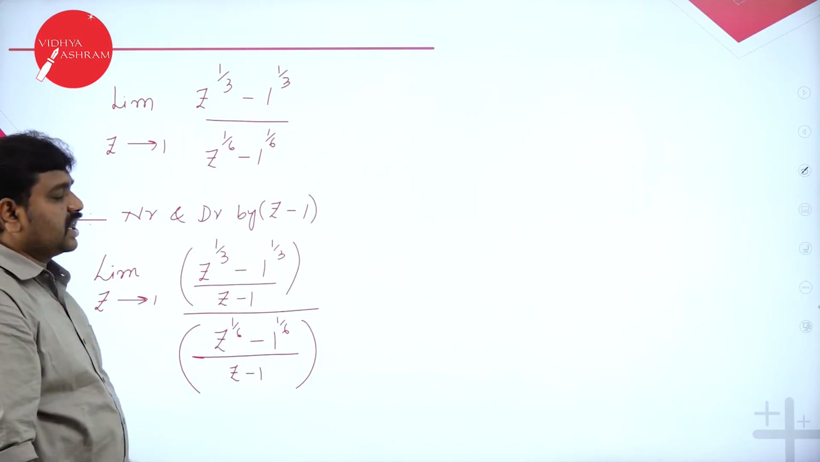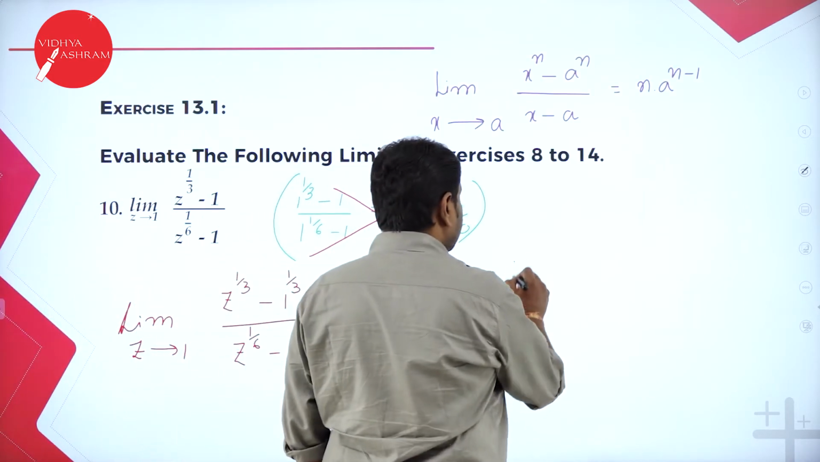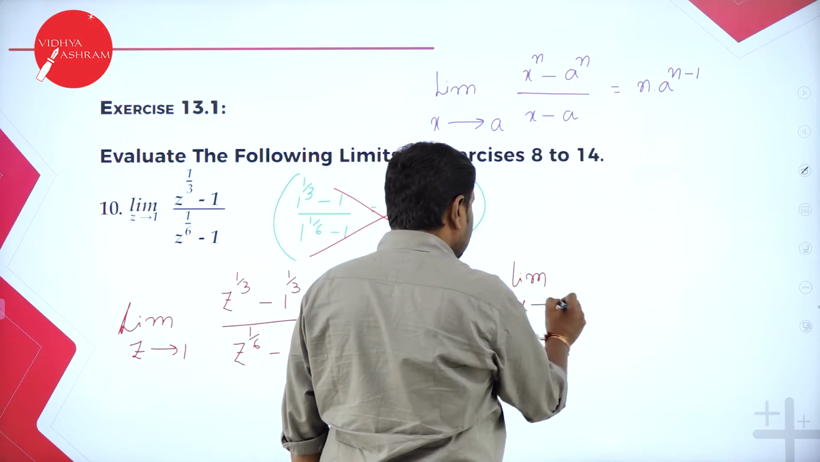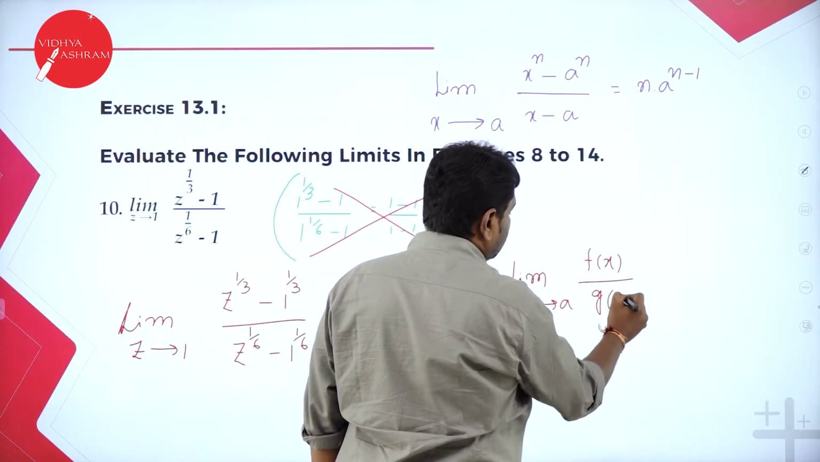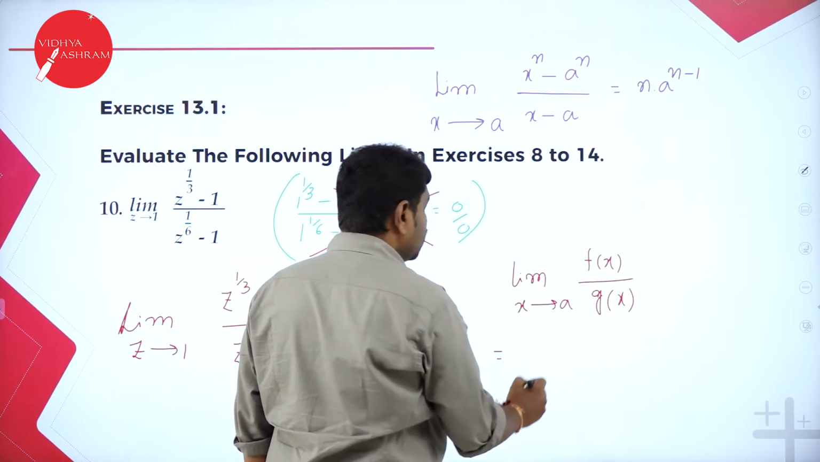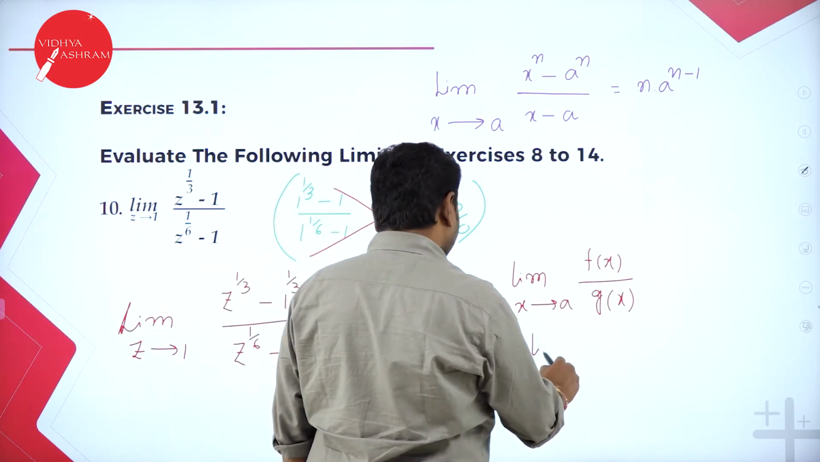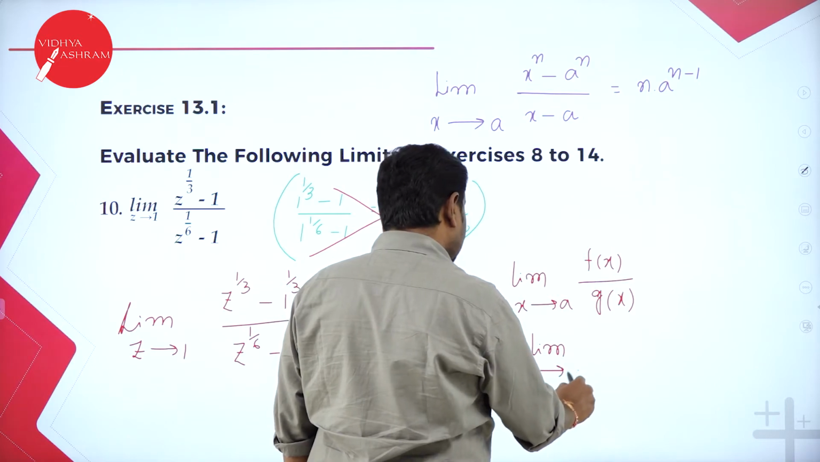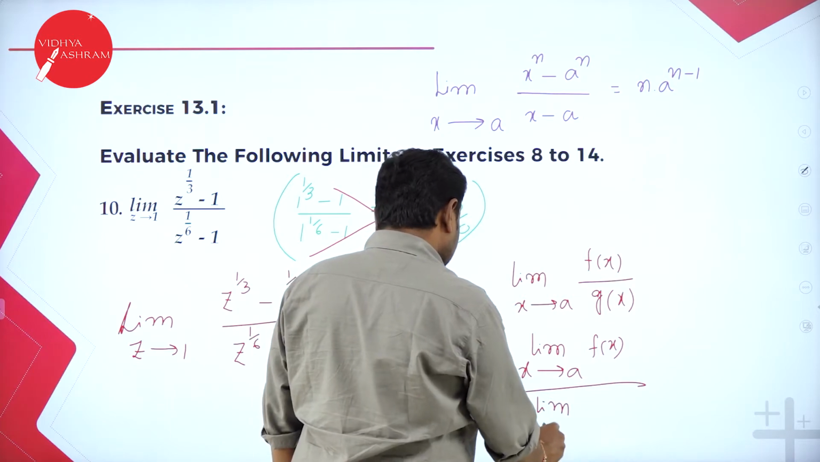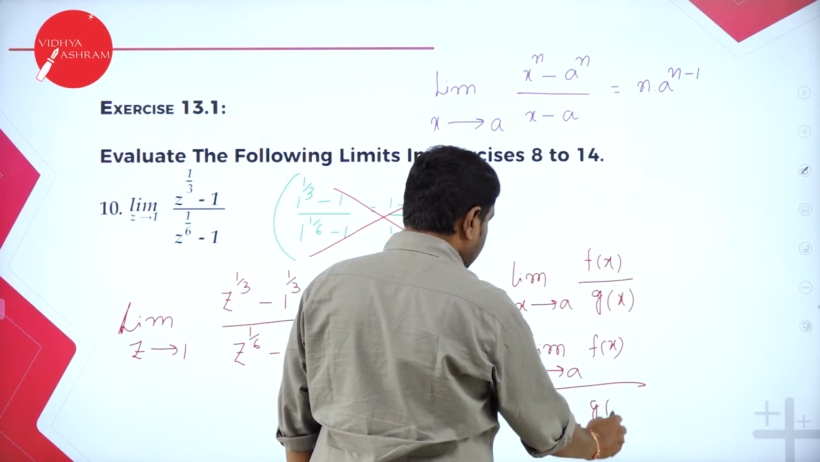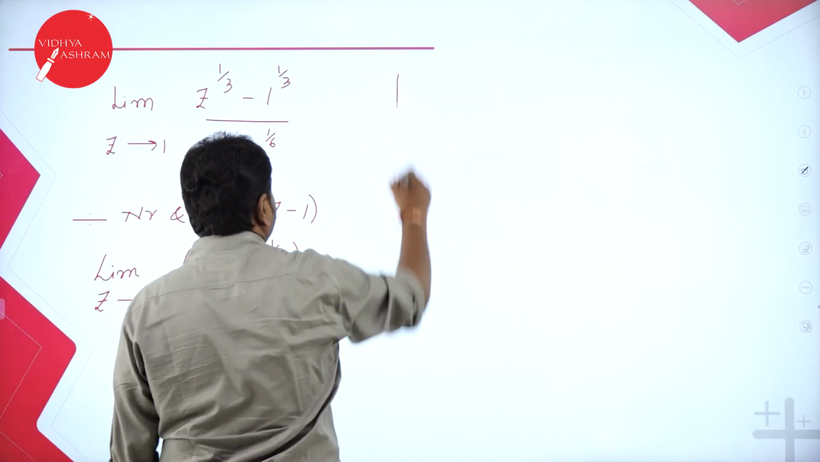Because now it is in standard form, we have the algebra of limits. According to the algebra of limits, if x tends to a and you have f of x by g of x, numerator by denominator, you can apply the limit separately for the numerator and also separately for the denominator. Limit x tends to a of f of x by g of x can be written as limit x tends to a of f of x, the numerator, by limit x tends to a of the denominator. Same thing we'll do here. Apply the limit separately for the numerator.